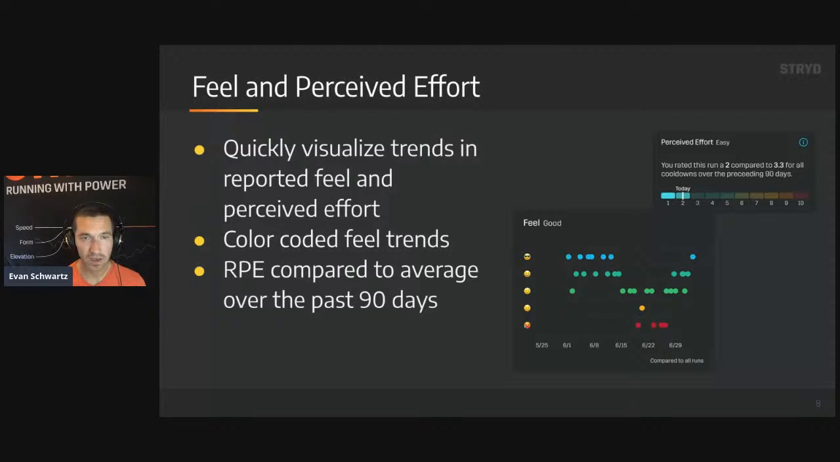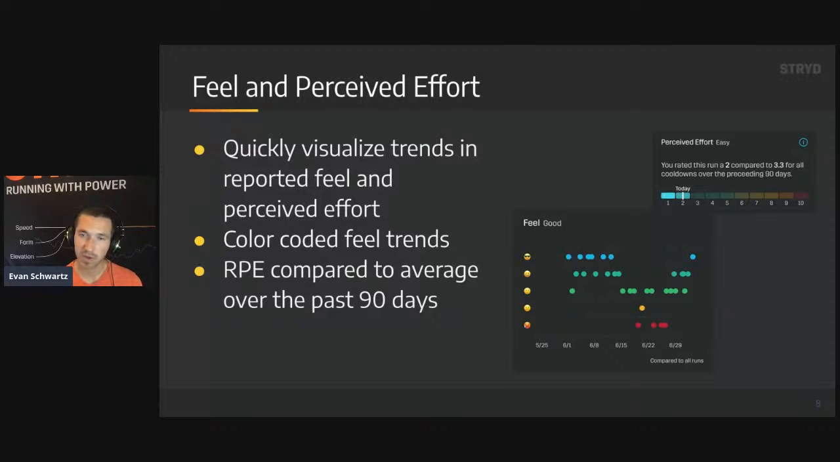The RPE is compared to your average over the past 90 days. So we can see in the example here that the perceived effort being easy rated as a 2 compared to 3.3 for all cooldowns over the preceding 90 days in this specific example. So it's a great way to see how you're stacking up against how you've reported similar run types on average.